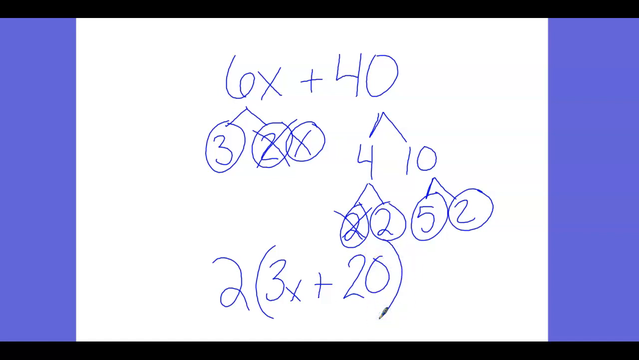Now you know that it's factored when the numbers inside my parentheses have nothing in common. So I have 3 and 20. Is there anything that they have in common? No, so you know you're done. Yes, Ryan. So if this had a y term on it, I don't have the y or the x in common, right? So yes, I would leave the y with it. Yep, yes.